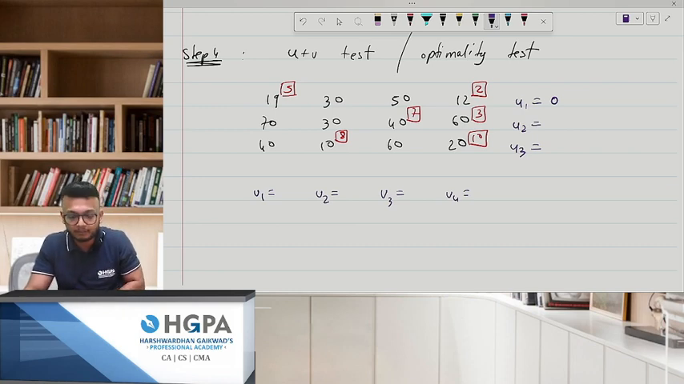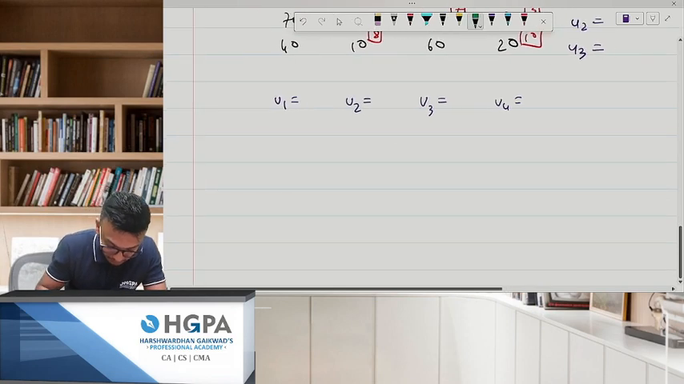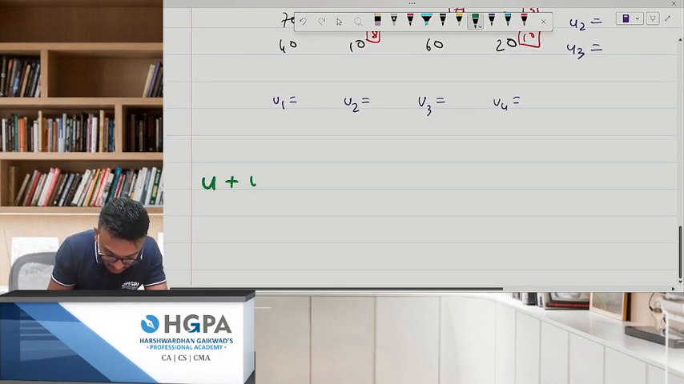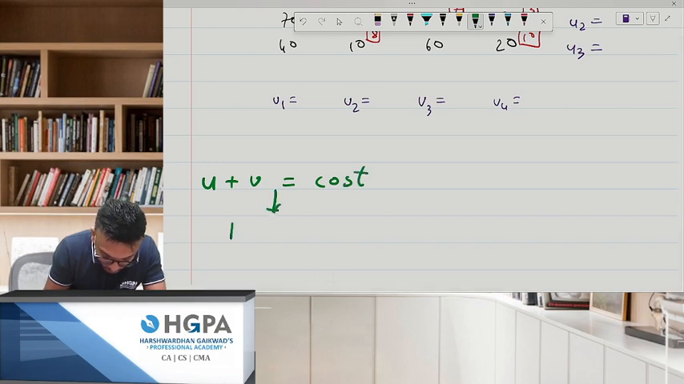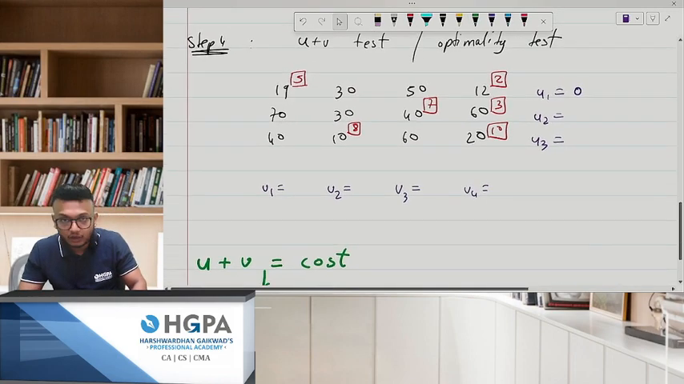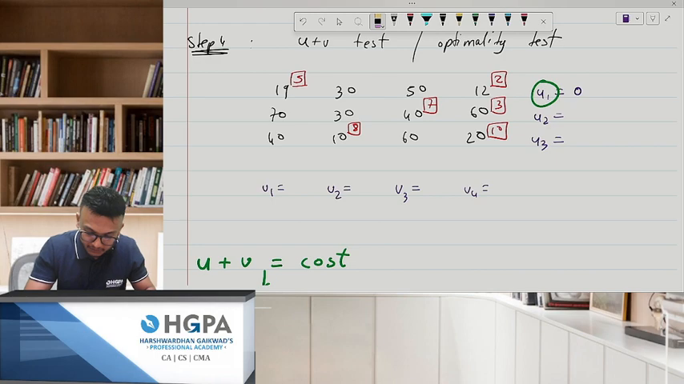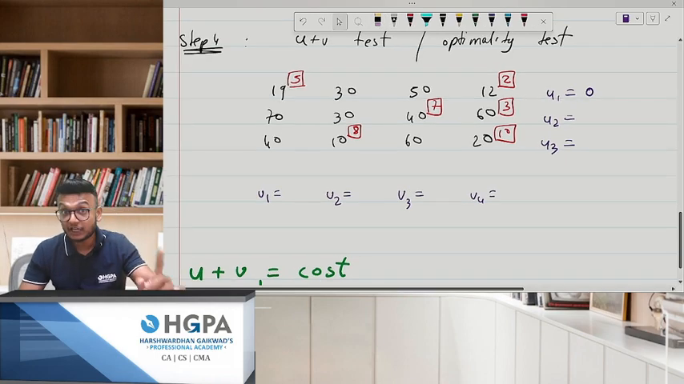How are you supposed to compute? Now, everybody pay attention, please. So, how to fill up these gaps? The first condition: U plus V must be equal to cost, but this should be performed only for basic cells. Have you got this in your mind? Wherever there is a basic cell, for that you need to complete this one condition. U plus V must be equal to cost. Chalo, we start, and that too for basic cells.